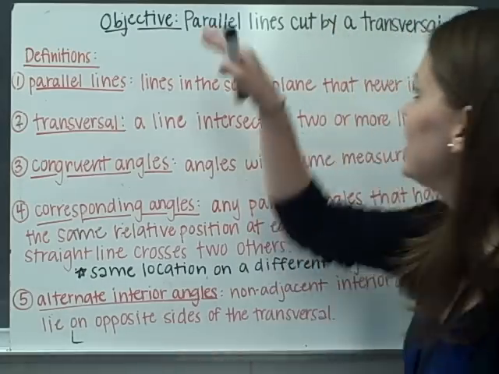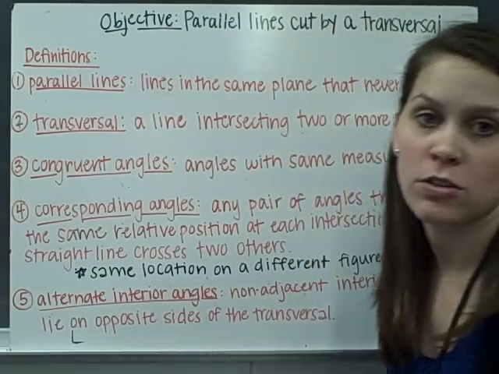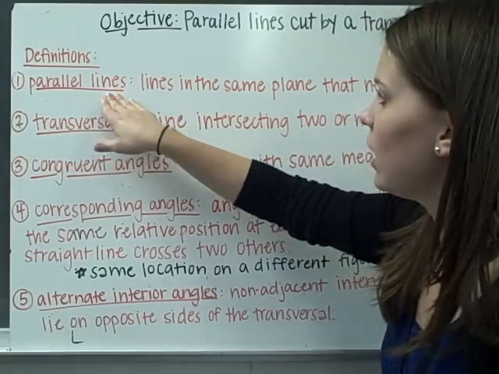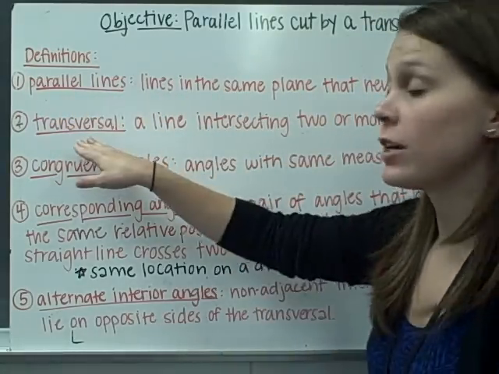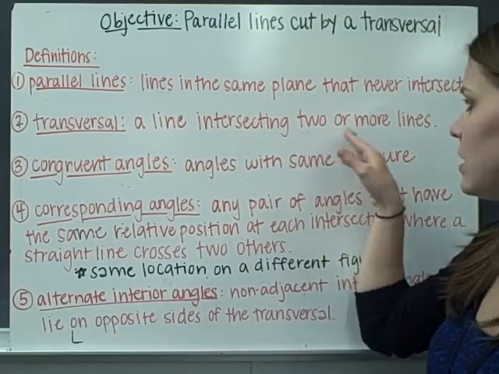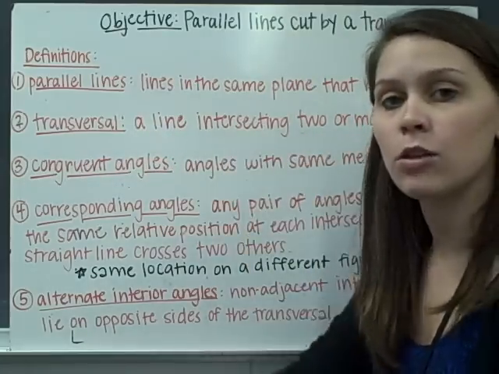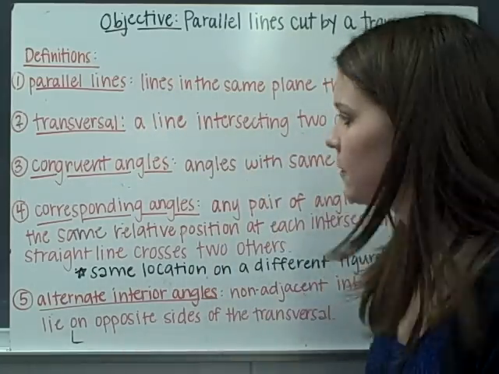Our objective today is parallel lines cut by a transversal. Definitions. Parallel lines are lines in the same plane that never intersect. A transversal is a line intersecting these two lines. So it's a line that's cutting through your two parallel lines.